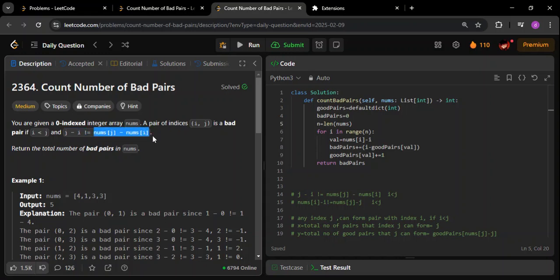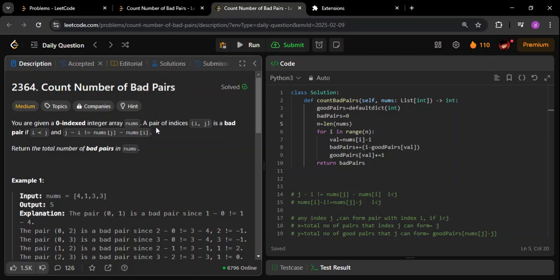Now for every pair you will have to do this particular calculation, and if these two values are not equal, then you can say that the pair formed with i and j is a bad pair. Finally, you have to return the total number of bad pairs in nums. I hope the question is clear to you. It's a very simple question.